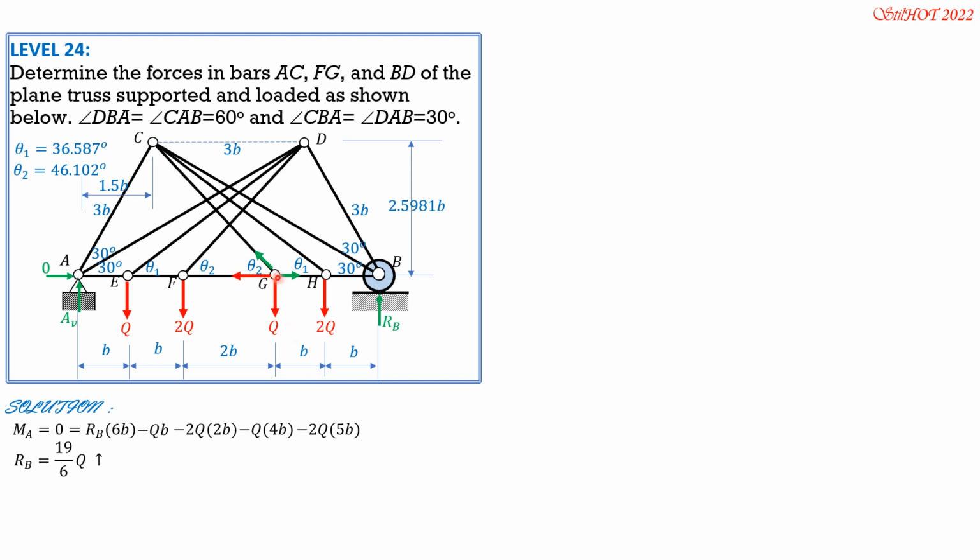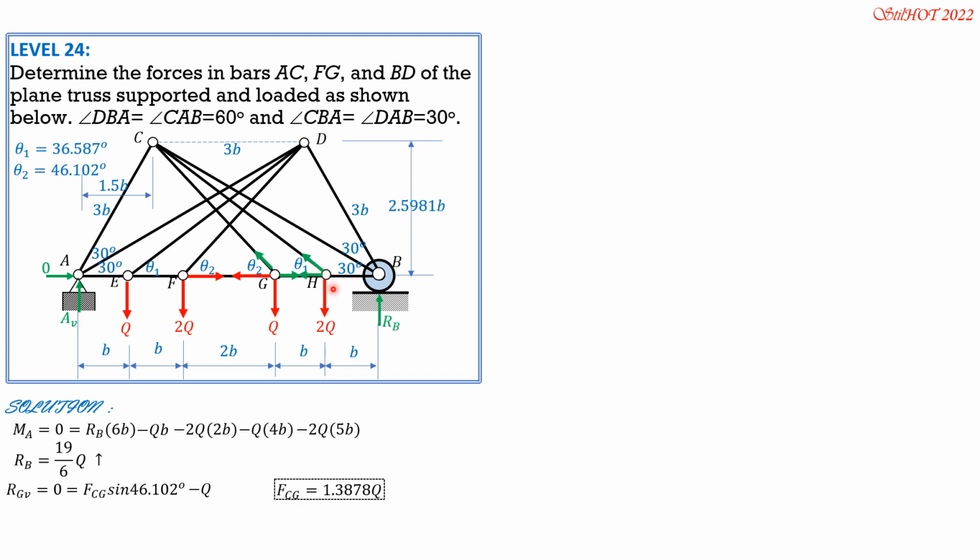So these are the forces involved at joint G. This is required, so that's why it's red. That's FFG. So therefore, summation forces vertical equals 0 at G. So this is FCG sine of theta 2, sine of 46.102 degrees, then minus Q. So from here, we can solve FCG in terms of Q, 1.3878 of Q.